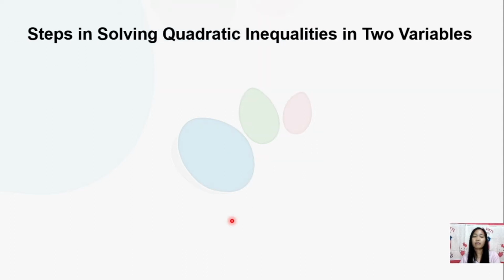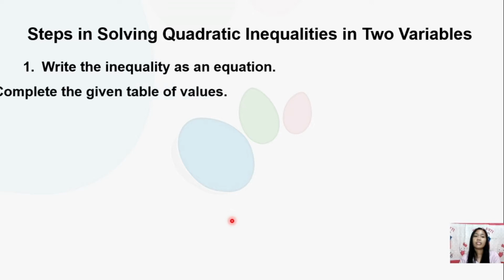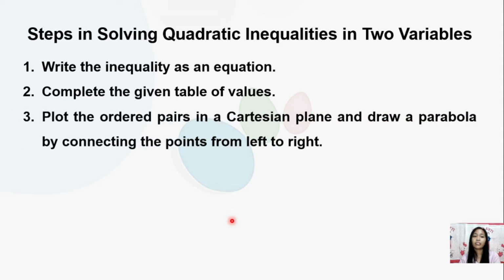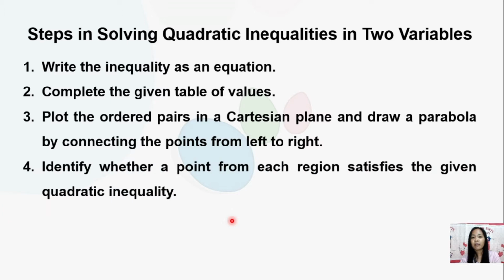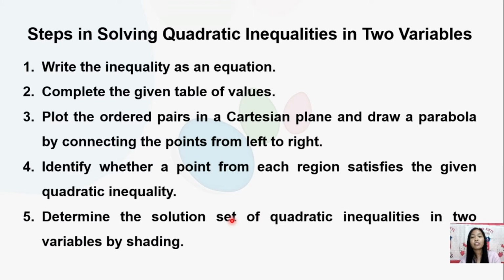There are 5 steps in solving quadratic inequalities in two variables. First is to write the quadratic inequality as an equation. Second is to complete the given table of values. Third, plot the ordered pairs in a Cartesian plane and draw a parabola by connecting the points from left to right. Then fourth, identify whether a point from each region satisfies the given quadratic inequality. And lastly, we determine the solution set of quadratic inequalities in two variables by shading.